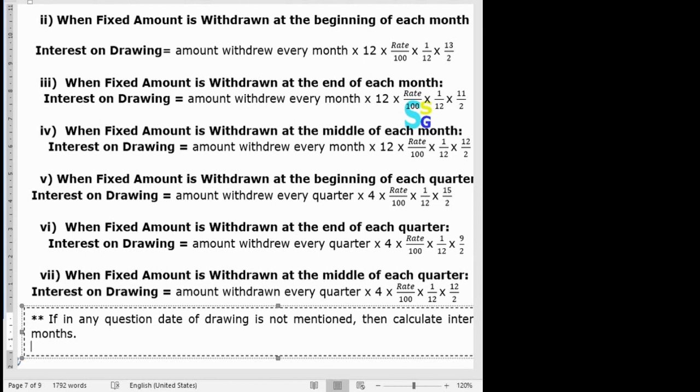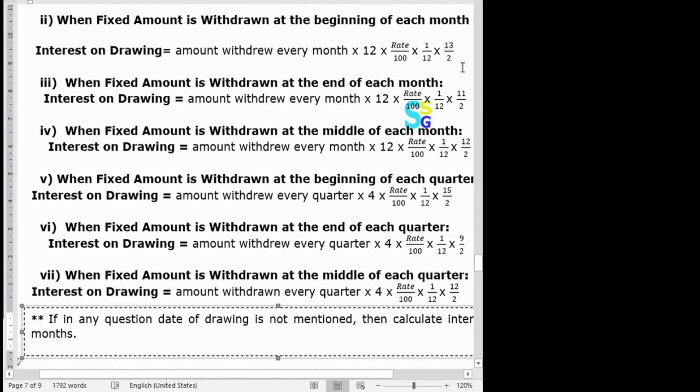Obviously for this month, December. So the amount you have withdrawn in January, you have to pay interest for 12 months. The amount you have withdrawn in December, you have to pay the interest for 1 month. And how do we get this 13 by 2? You have to simply add 12 plus 1, that is the first amount due for how many months plus the last amount due for how many months, divided by 2. So this is the formula.